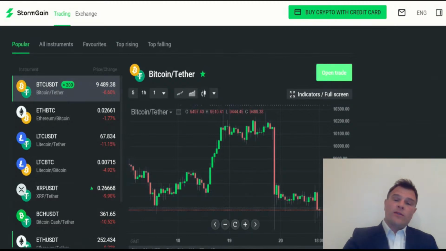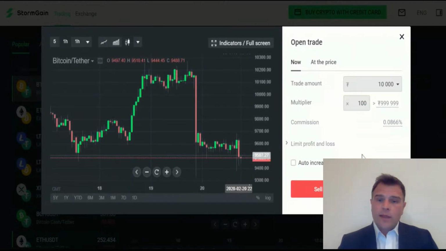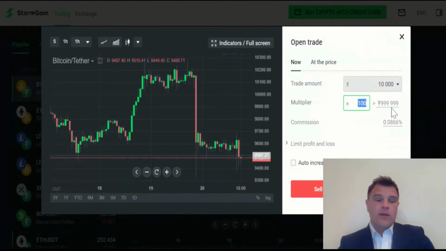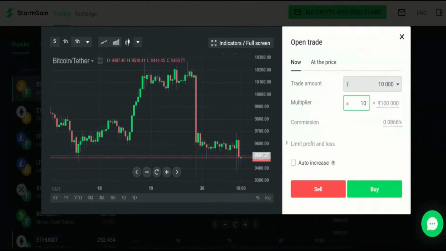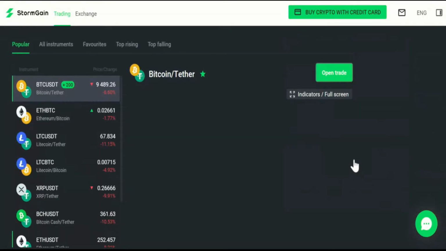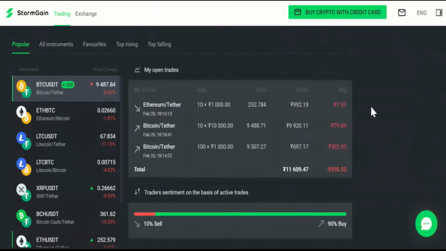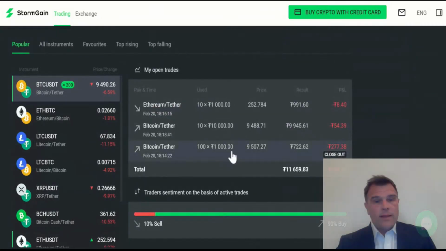So if I open another trade here, what I can do is put 10,000 and a multiplier of 10 on that. Okay, and let's go for a buy here. So we opened Bitcoin against Tether there. Again, if we think of Tether as a dollar, so Bitcoin against the dollar. Now if I look down here, these are the 3 trades I've got open. That's the one I've just done.